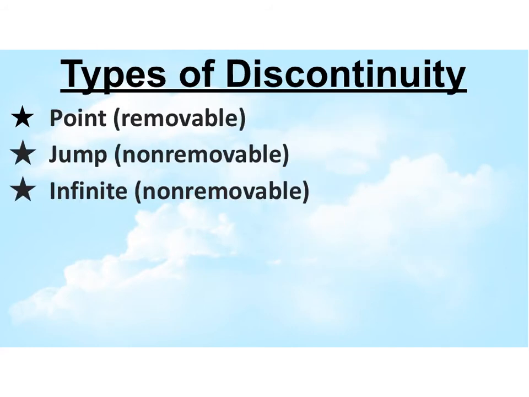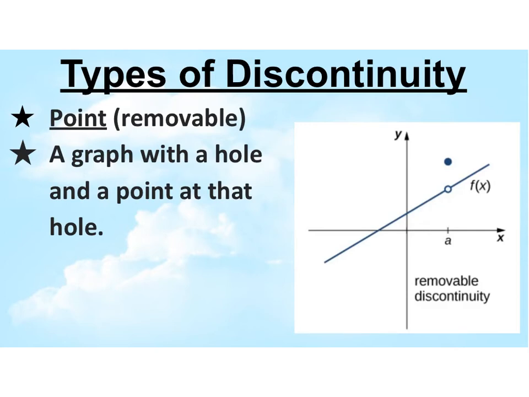There are 3 types of discontinuity that we're going to be learning about. A point, which is removable, and then jump and infinite, which are non-removable. The point is a graph with a hole and a point at that hole. So we've graphed holes before. Remember, a hole is going to be when you have the same factor in the numerator and the denominator, and then you end up simplifying that to 1. So at x equals -2, we would have a hole. That's not this case, but we would have a hole.